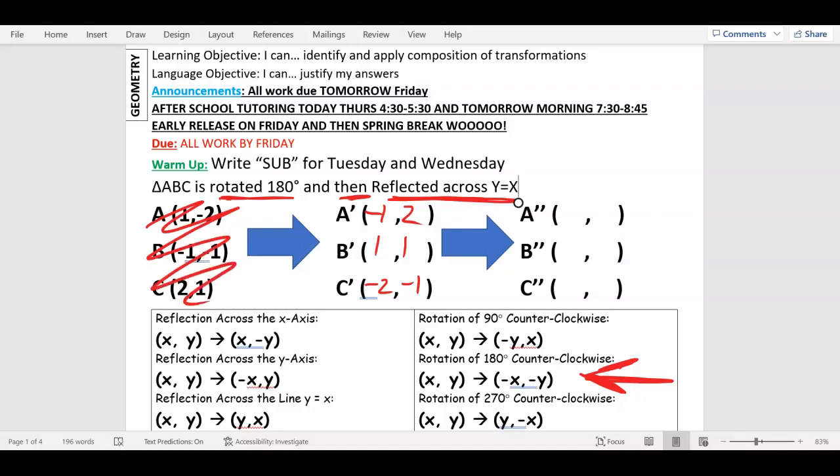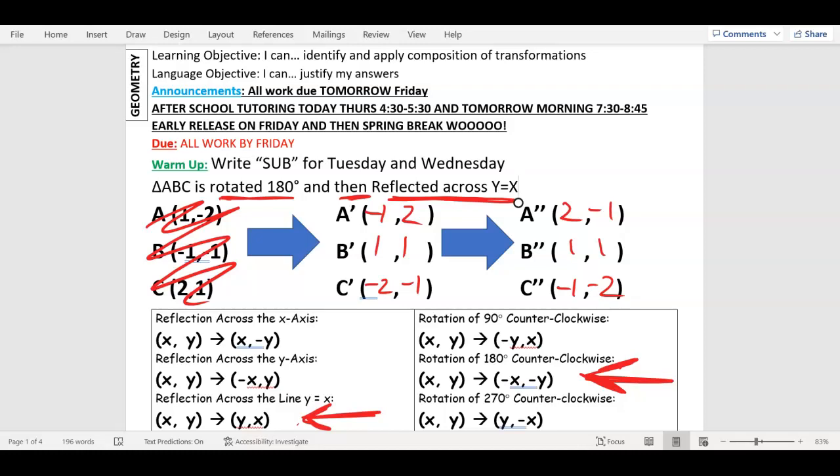All right, and now let's do the switcheroo rule because we are doing over y equals x. So let's switcheroo. Negative 1, 2, switch them. Becomes what? 2, negative 1. 1, 1. If you flip it, it's still 1, 1. And then negative 2, negative 1, switcheroo. Negative 1, negative 2. This is A double prime, B double prime, C double prime. Okay? That means it's the second change. So every time you make a new step, you put another prime on it.